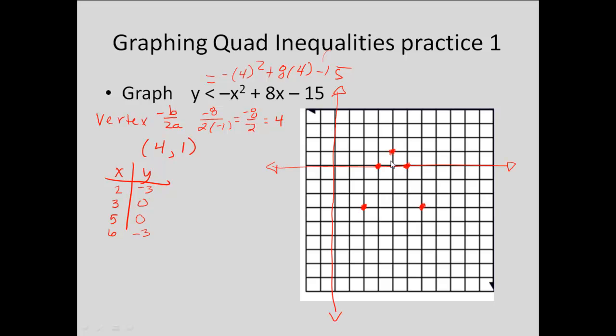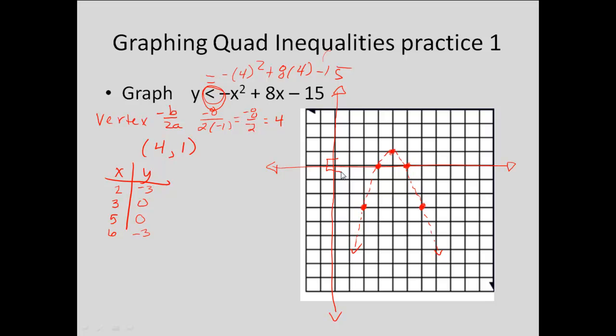Once you get your points plotted, you can go ahead and draw your line in, but now notice it needs to be dotted because there's no equal component up here with our inequality. So you would sketch in a dotted line here instead of a solid one to get our parabola. And now we need to decide where to shade.